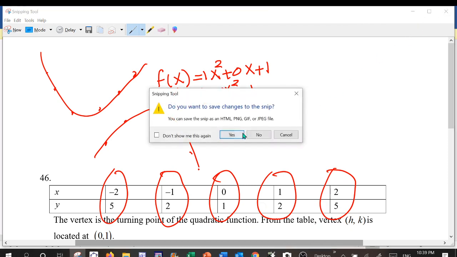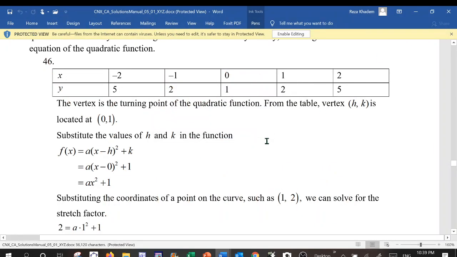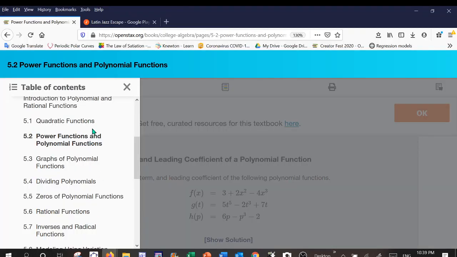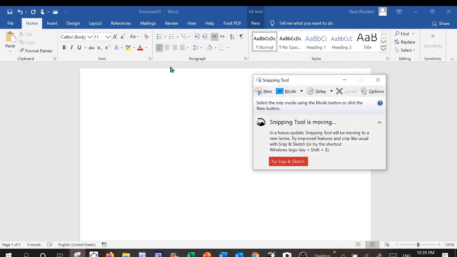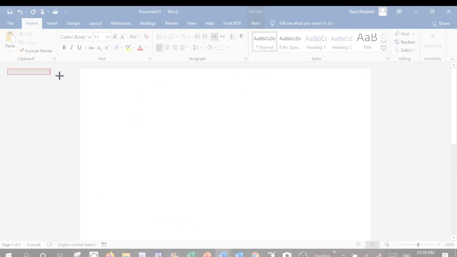Okay, so that is this section, 5.1. So I want to talk about 5.2. What is 5.2 about? Well, 5.2 is about power functions and polynomials. So let's talk about them quickly. And then we do some examples from that section.